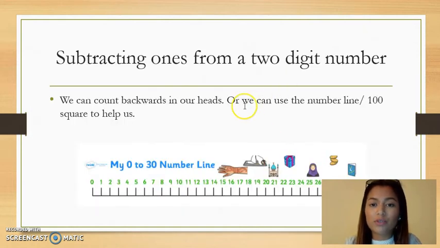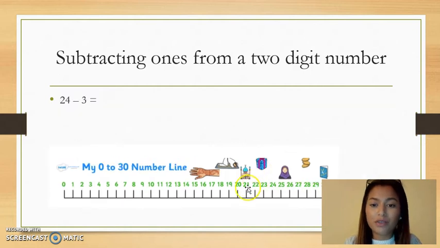Okay, so when subtracting ones from a two-digit number, we could use the number line by counting backwards on the number line. Here, 24 minus 3, we would start at 24 and we would take 3 steps back. 1, 2, 3, and the children will record their answer.